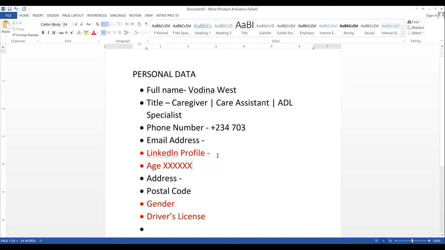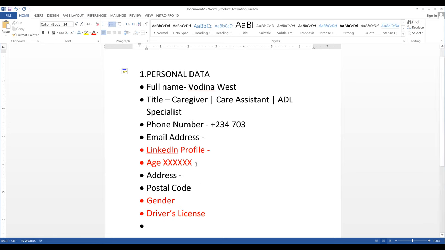Okay? So remember, LinkedIn profile should be there if your profile is optimized, if your LinkedIn profile is professional enough. But if it is not, do not shoot yourself and go put it there and expose yourself. So after personal data, do we have any question about this personal data? Any question?